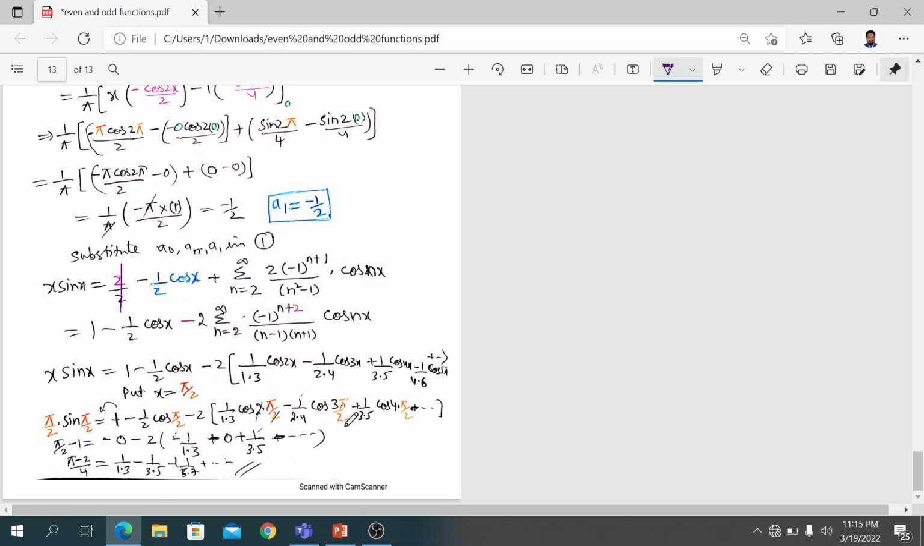3 pi by 2, it will go to 0. 1 by 3.5, 4 pi by 2 means 2 pi, cos 2 pi is 1. So 1 by 3.5. So minus, here take the LCM, 2 into pi, 2 pi, pi minus 2 by 2. So this 2 will come here, 4. Pi minus 2 by 4 equals 1 by 1.3 minus 1 by 3.5, and so on.